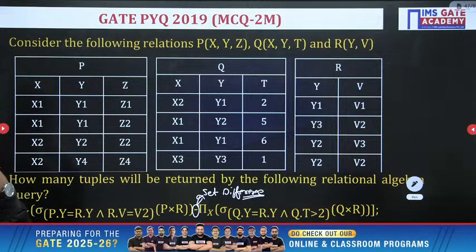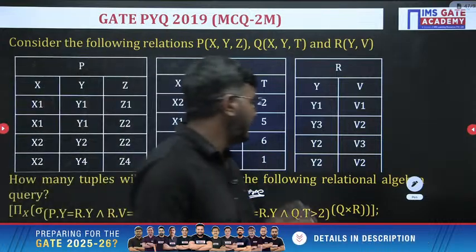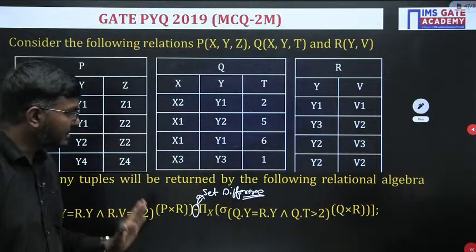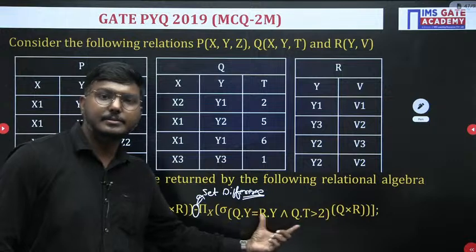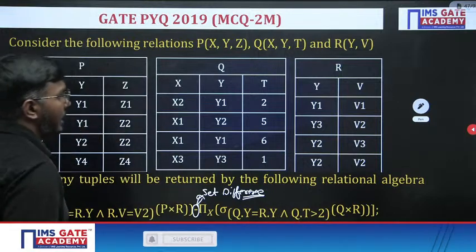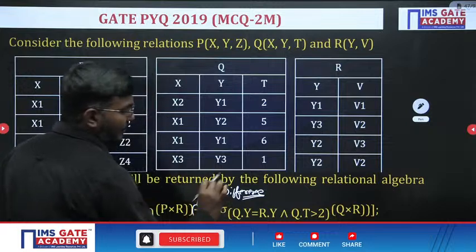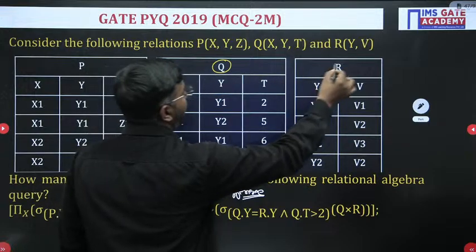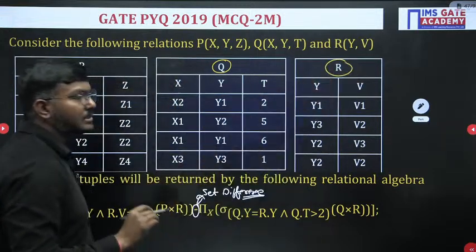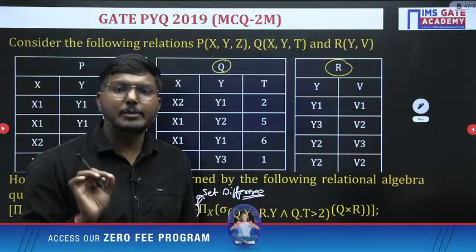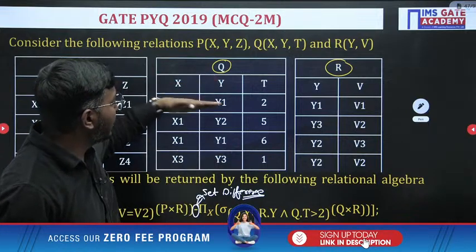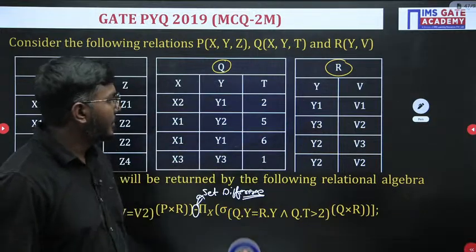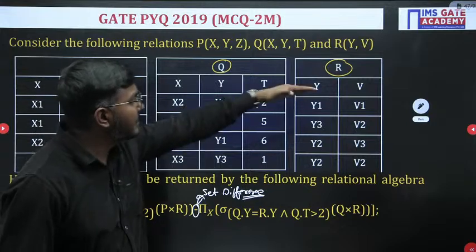X1 comma X2? No. Okay, see here. Fine. First let's find the value of this set. Now the first thing is to perform the cross product, here between Q and R. What does cross product mean? It will join the records: every record of Q will be paired with every record of R.